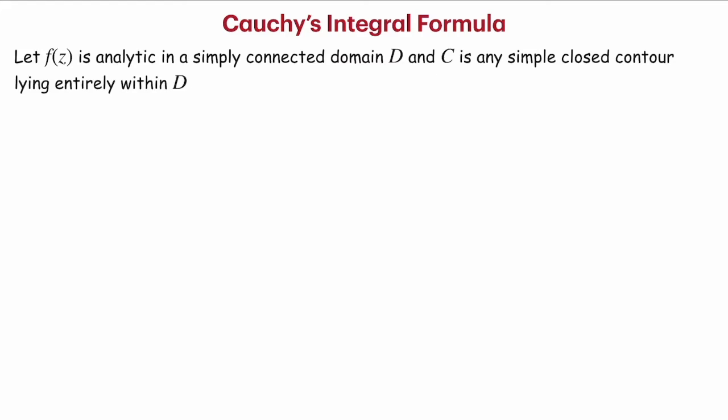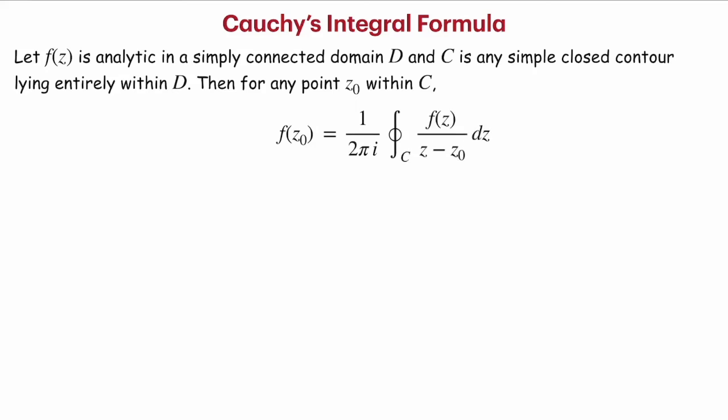Let's go ahead. We have one more Cauchy's integral formula. As I already told, there are plenty of them, but when we refer to them, we could in general say Cauchy's theorem, and it would mean one of these theorems. Let f of z be analytic in a simply connected domain D, and C is any simple closed contour lying entirely within D. Then for any point z0 within C, we have f of z0 equal to 1 by 2 pi i integral over the contour C f of z by z minus z0 dz. So this is a very useful theorem.